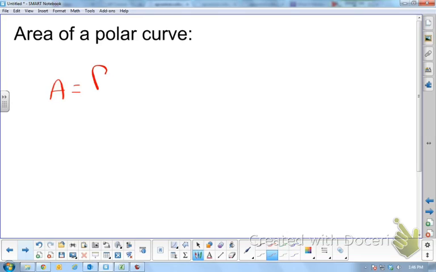The area of a polar curve is the integral from alpha to beta of 1/2 r squared d theta. That is beta, a Greek b. Why don't they just go A to B? Why do they have to say alpha to beta? Because we are discussing angles, and almost exclusively when you're talking about angles, you use Greek letters.